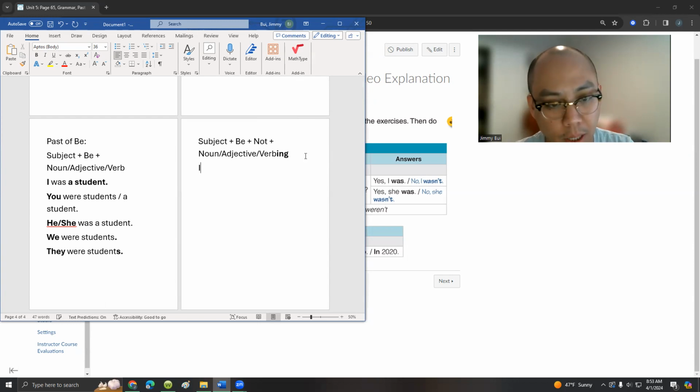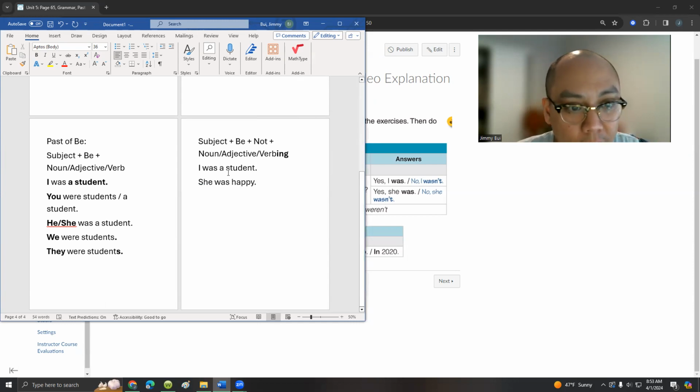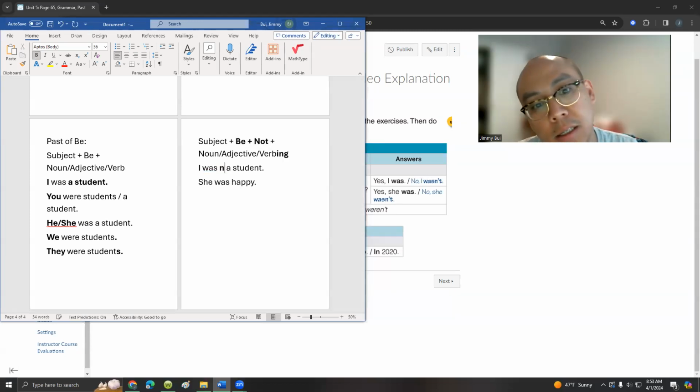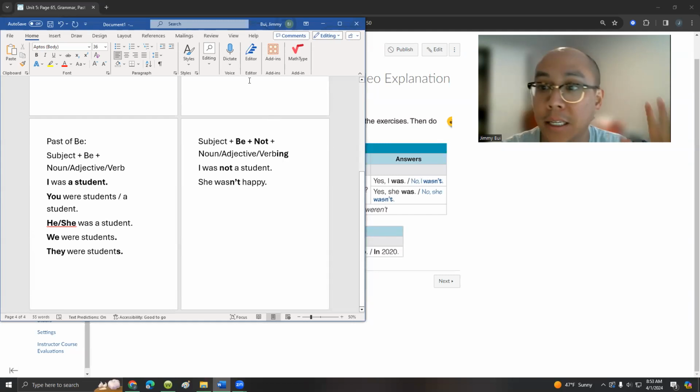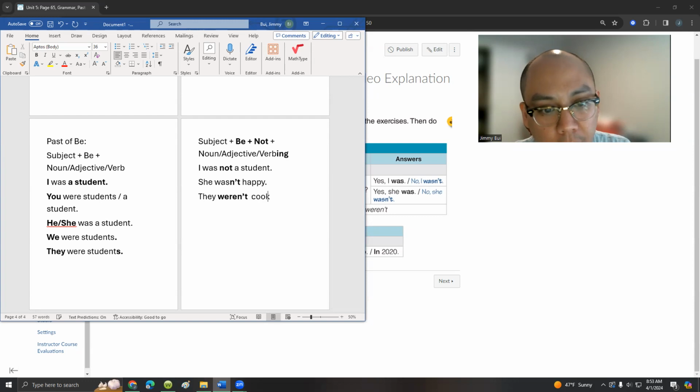For example, I was a student. She was happy. To make it negative now, be plus not. I was not a student. She was not, or wasn't, a contraction where we take was and not and put them together. She wasn't happy, right? They weren't, because this is a verb, we use ing, okay? They weren't cooking.